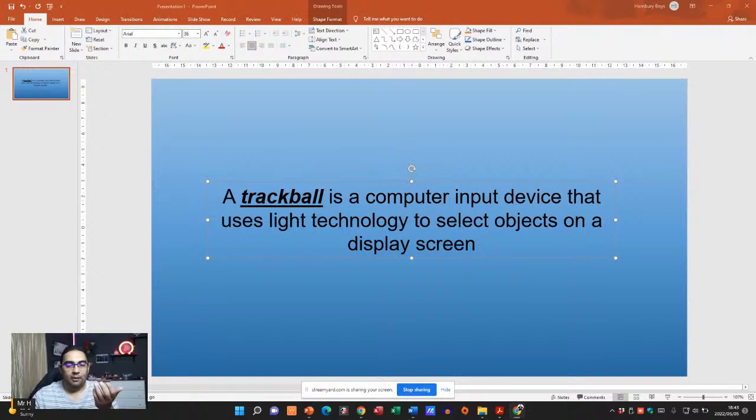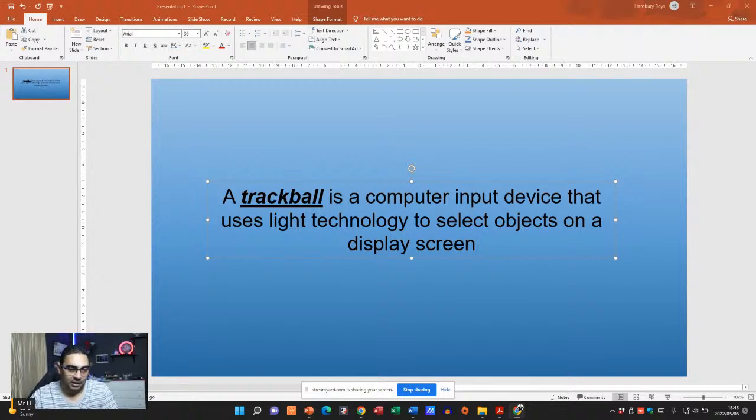But now I need to ask myself, if that's the case, then what is the answer? They're saying it uses light technology in order to select an object on a screen. That's going to be a light pen. Those little light pens that you can press on, and then it'll show a little red dot on the screen. With some devices, you can actually select things. That's your light pen. So do you see how they've brought that in?